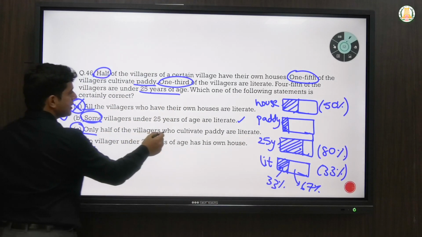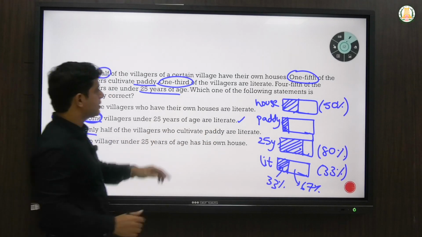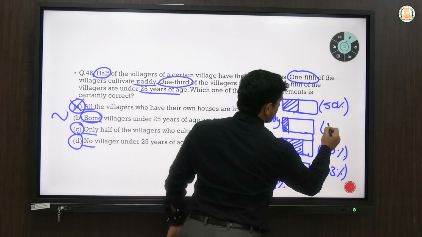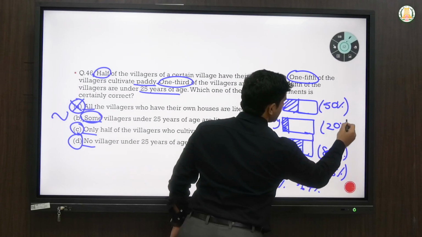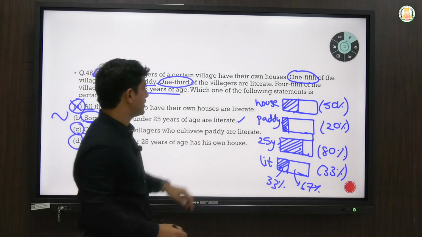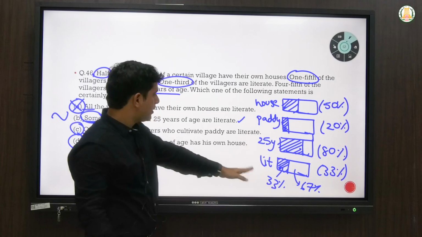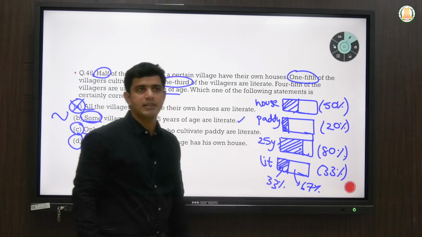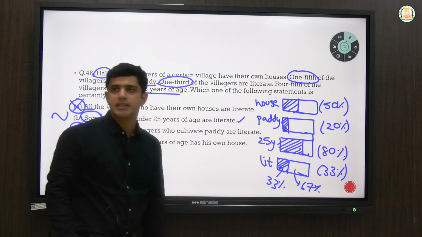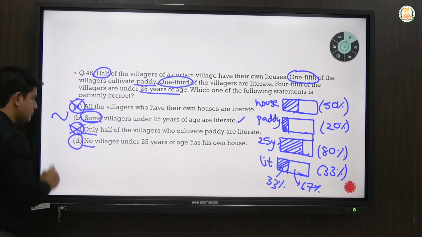Only half of the villagers who cultivate paddy are literate. So this means now how much cultivate paddy? 20%. He said 1/5. Only half of the villagers who cultivate paddy are literates. So half of this is 10%. But how many are literate? 33%. So 10% and 33% is wrong again. So this option is wrong.